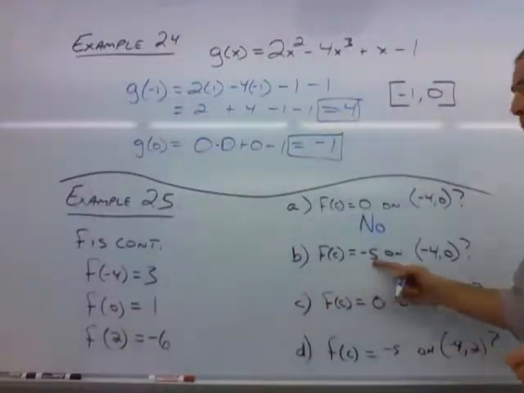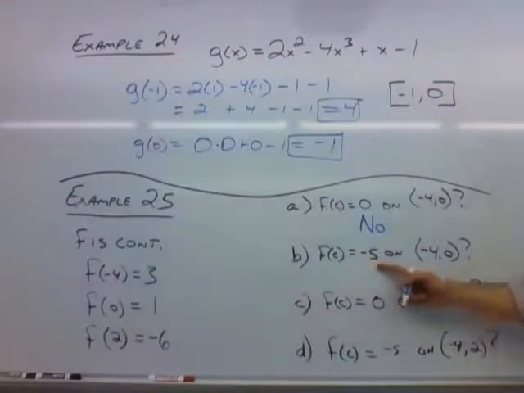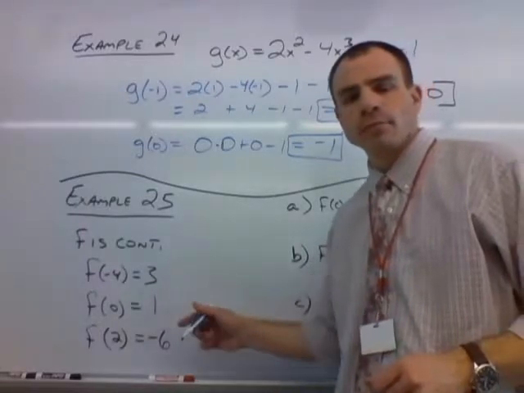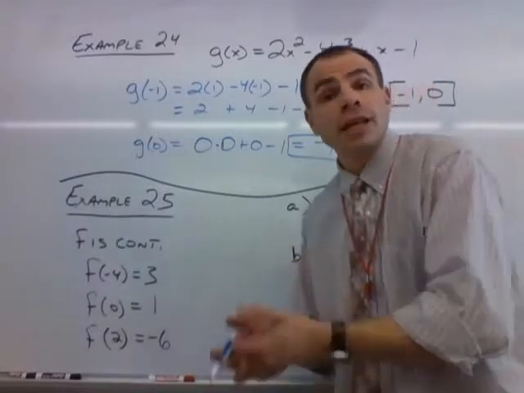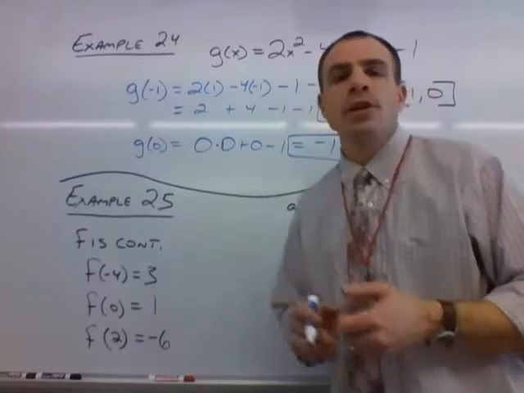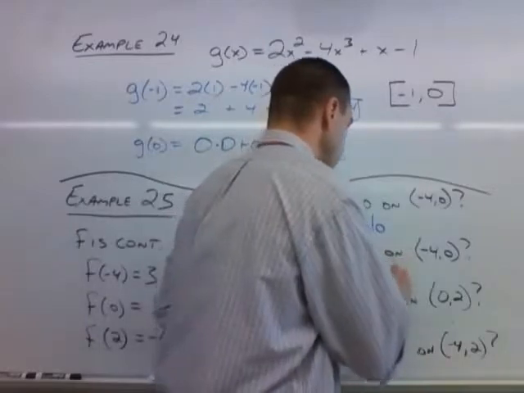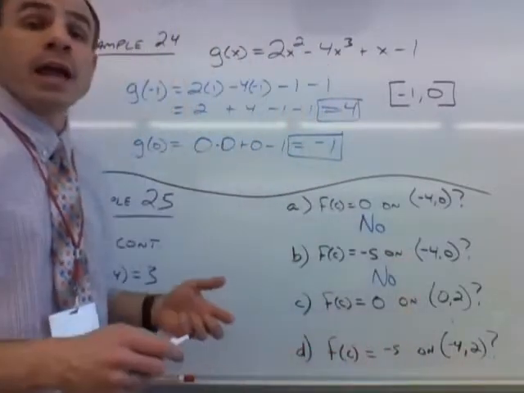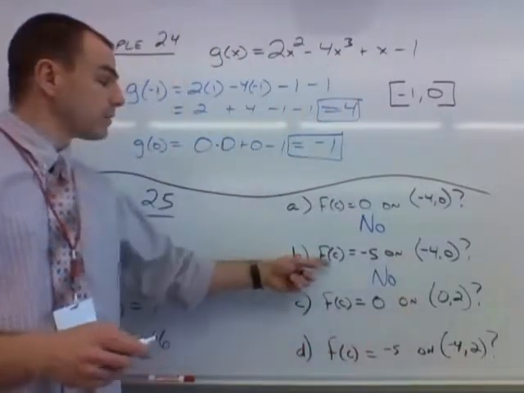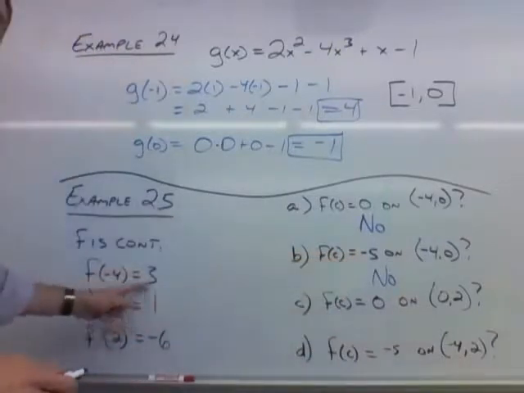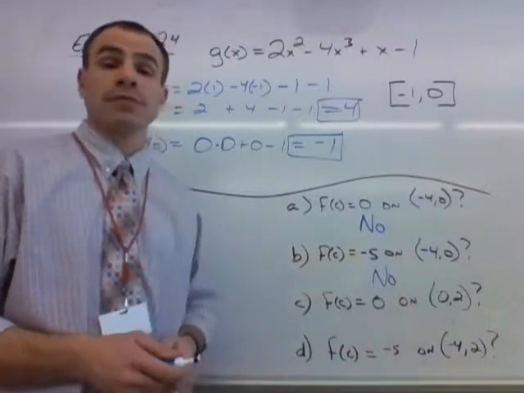How about for part B? Does f equal -5 on that same interval? Well, again, -5 is not between 3 and 1. So the function might equal -5, but the intermediate value theorem does not guarantee it. So this would also be a situation of no. Now, had part B said, does the function equal 2? Well, 2 would fall between 3 and 1, so the answer would be yes.